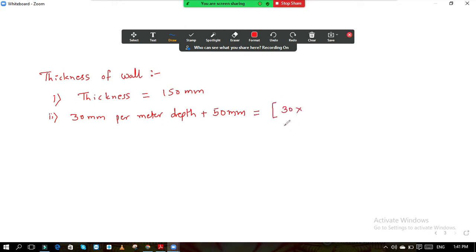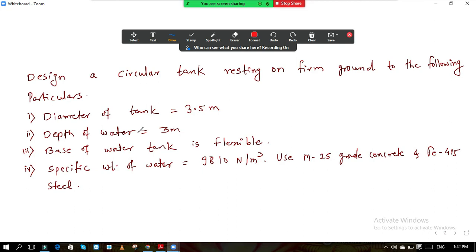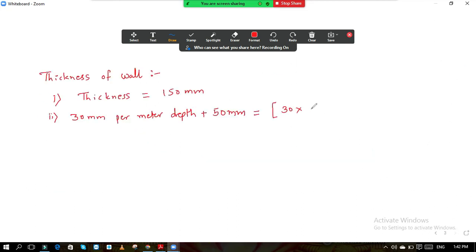How many meters is it? 3 meters. Depth of water is given. See here, depth of water 3 meters. So 30 into 3 plus 50, which is equal to 140 mm.